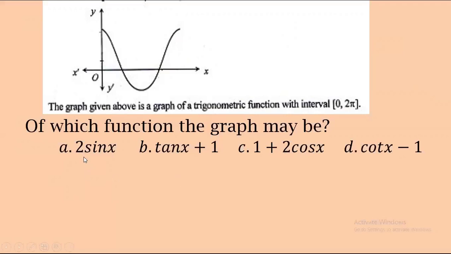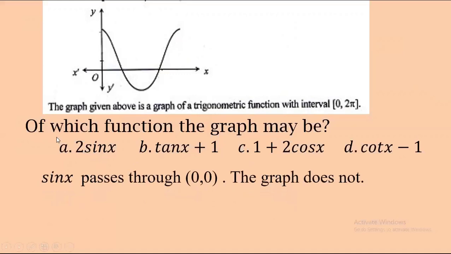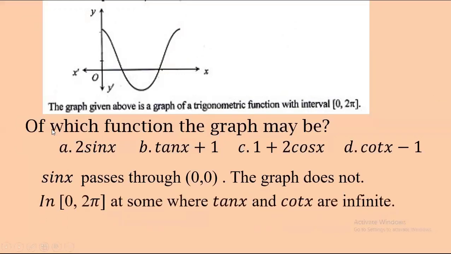But we could take the decision earlier, as it doesn't pass through origin. So it is not sine, tan and cot. At least one or two places it is discontinuous, but the graph is continuous. And this is the third option, C. Explanation I have given.